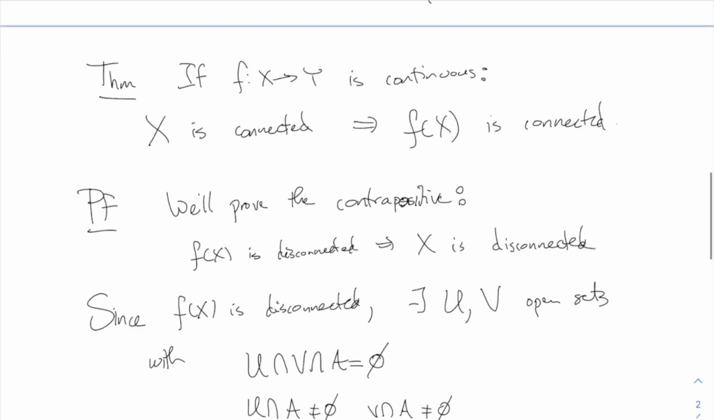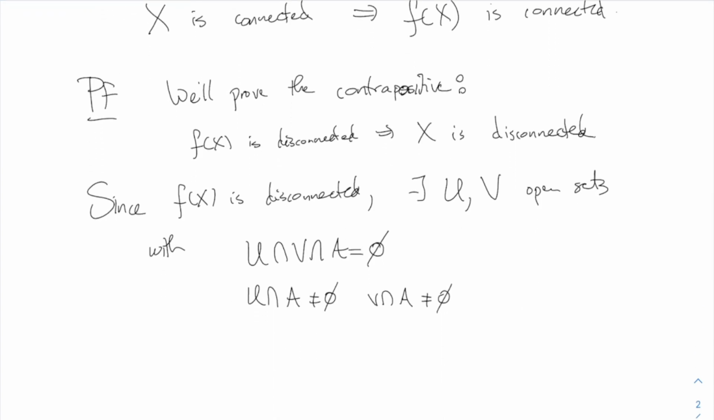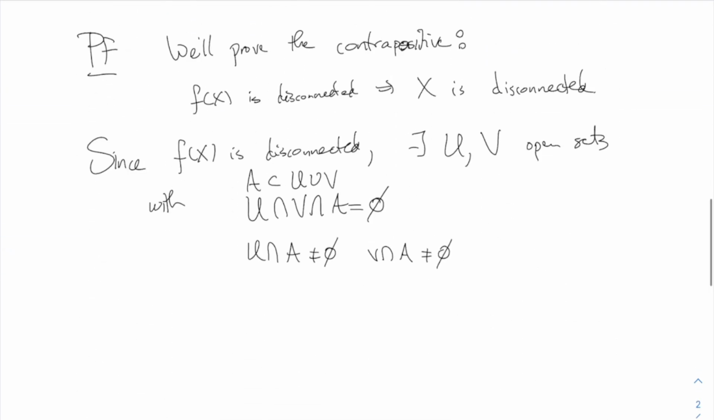and I forgot the first one. A is a subset of U union V. Can I squeeze that in at the beginning? And then also, there were sort of 4 things. U and V are open, I already said that. All right, so this is what we begin with. 2 open sets that are a separation.